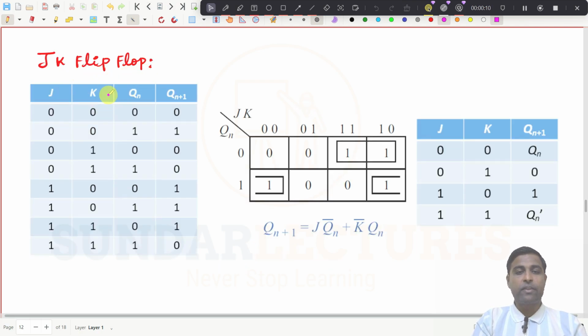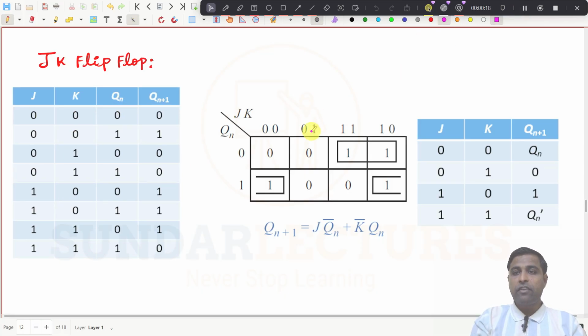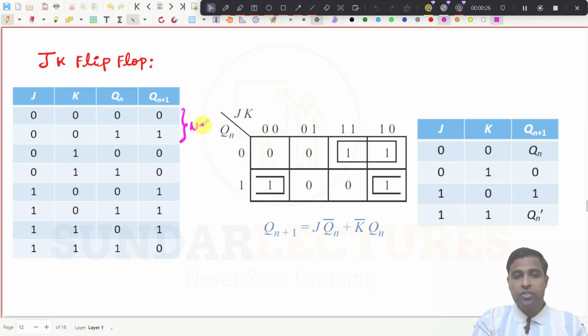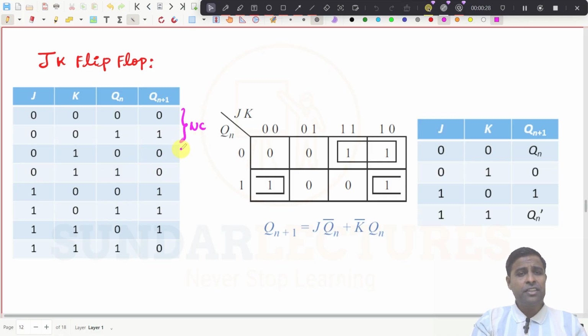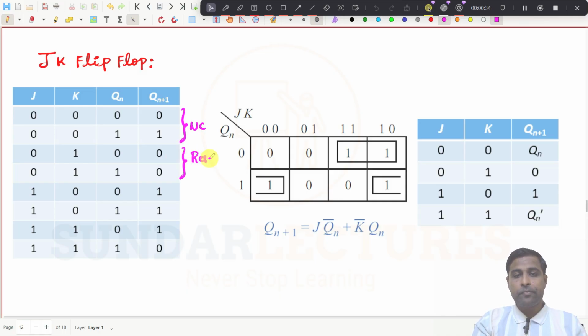So this is the JK flip flop now. So you know this is the input now. These two states, we know this one, right? So same conditions, it is 0 0 and 1 1. This is the no change condition. And for these two, if J is equal to 0 and K is equal to 1, it is a reset condition.